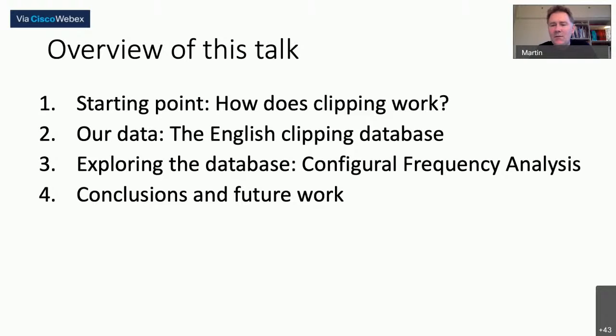And then in the second part of this talk, I want to present the English clipping database that David, Jennifer, and I have been putting together. And as you saw in the title, we have more than 2,000 of them that we collected from various sources and that we then annotated for variables that we believe to be decisive for the way in which speakers create new clippings. I'll give you an overview of the elements that are represented in the database and then also of the annotations that we have used to describe those elements.